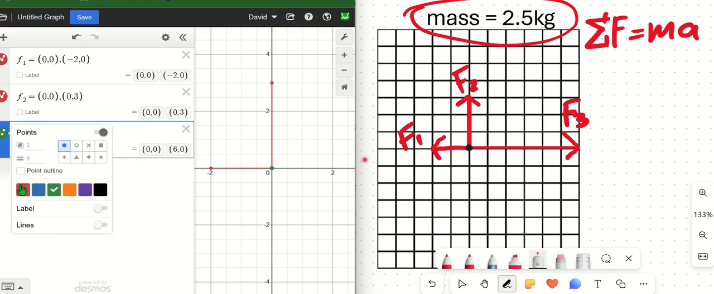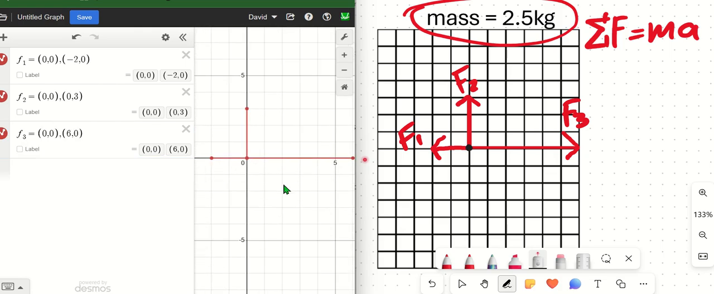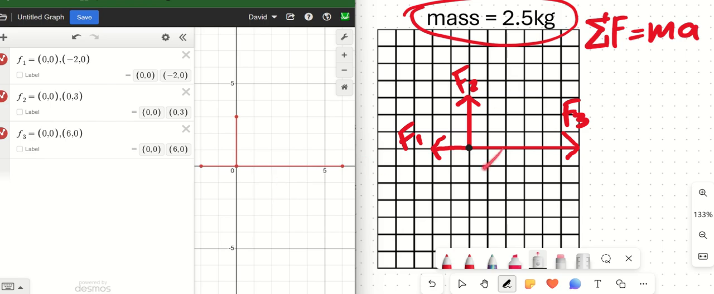Now again, I'm going to change it red and add the lines to it. And now I can see I have a model of this same free body diagram. And now what I want to do is find my resultant. So if I added up all of these force vectors, what would that resulting vector be? If I take all of the horizontal components from F1 and F2 and F3, add them all together, how much x component do I have?